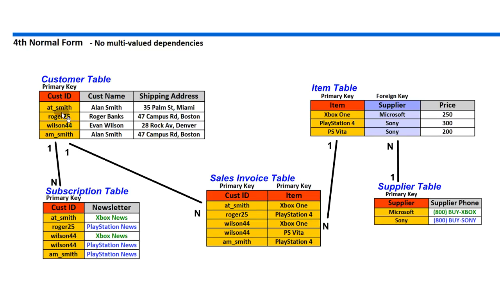So this means one to many. This means the customer appears in this table one time, but in the sales invoice table he will appear multiple times. An item will appear one time in the items table, but will be sold multiple times. Supplier will appear one time, but can supply multiple items. And the customer will appear one time here, but the person can have multiple subscriptions, or none at all. So now this table is fully normalized.